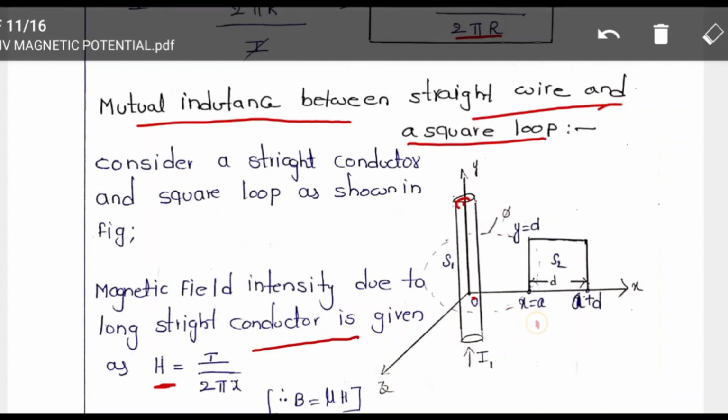x equal to a plus d. Assume that it is d of a surface area. Consider a straight conductor and a square loop.